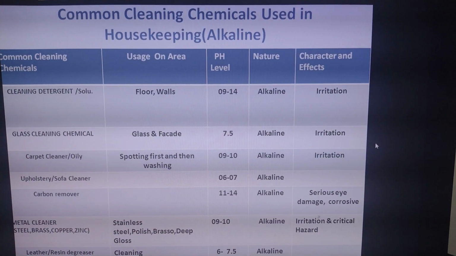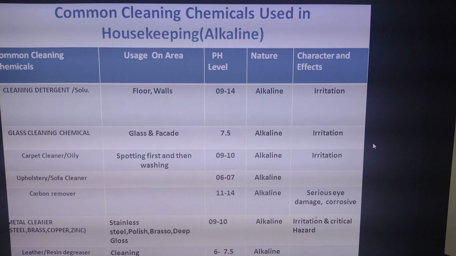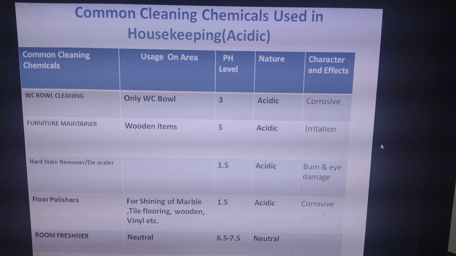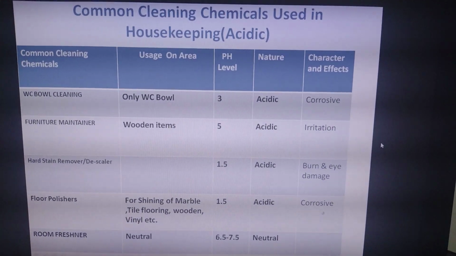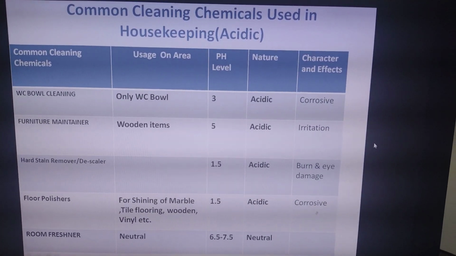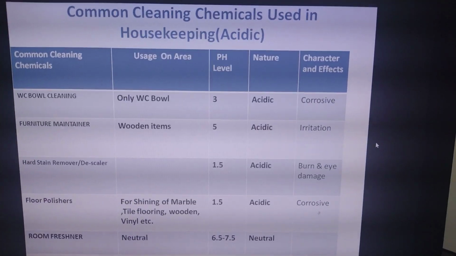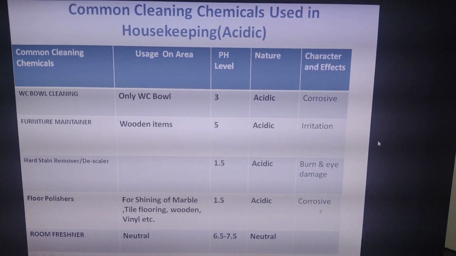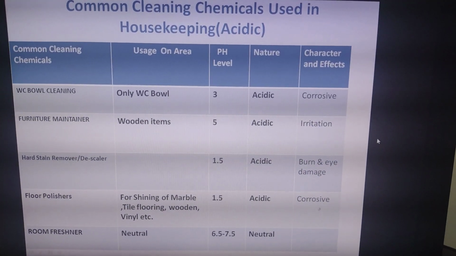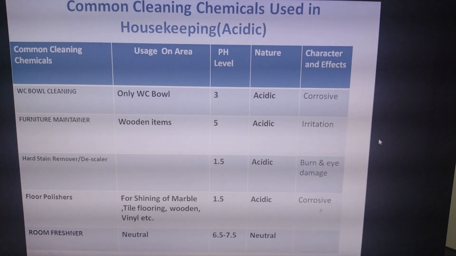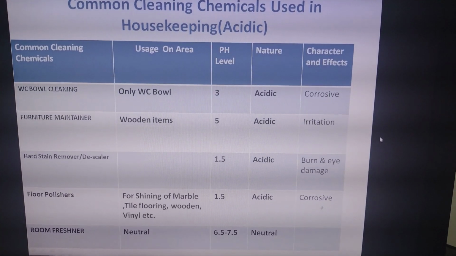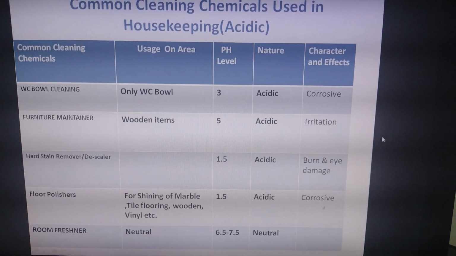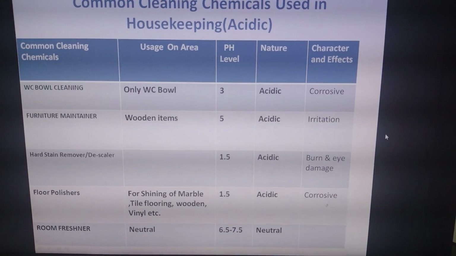Now we will discuss the common cleaning chemicals used in housekeeping with acidic nature. These are WC bowl cleaning chemicals, which are used only for WC bowl cleaning. The pH level is 3, nature acidic. The characteristic and effect is corrosiveness. Furniture maintainer, pH level is 5, nature acidic, used for cleaning wooden surfaces and wooden cupboards and drawers, etc.